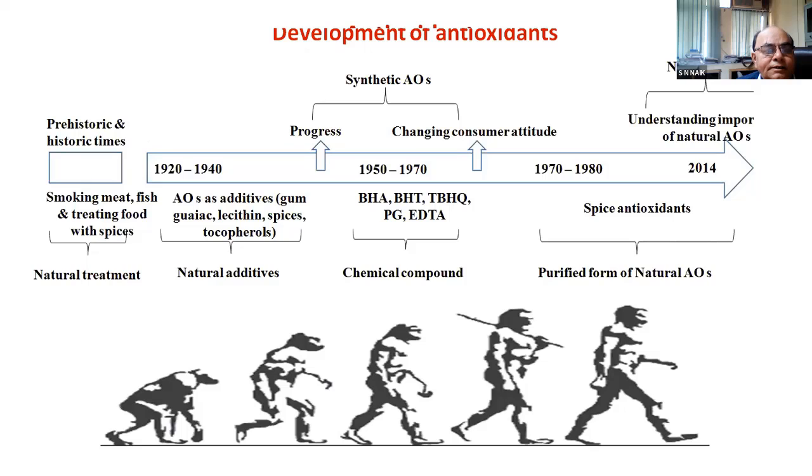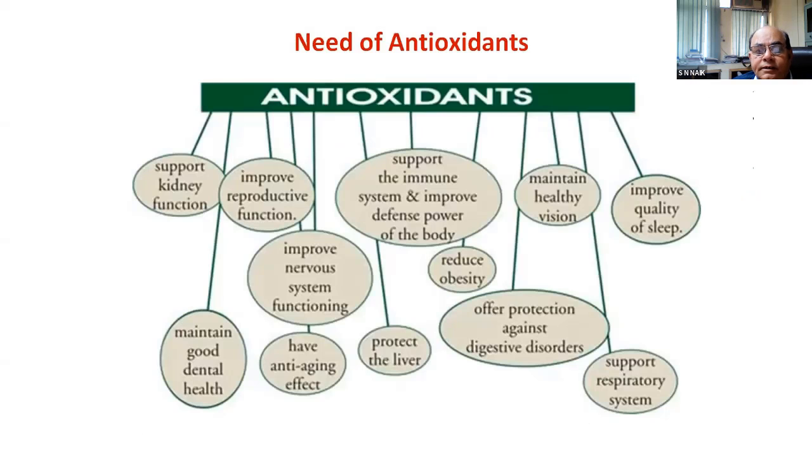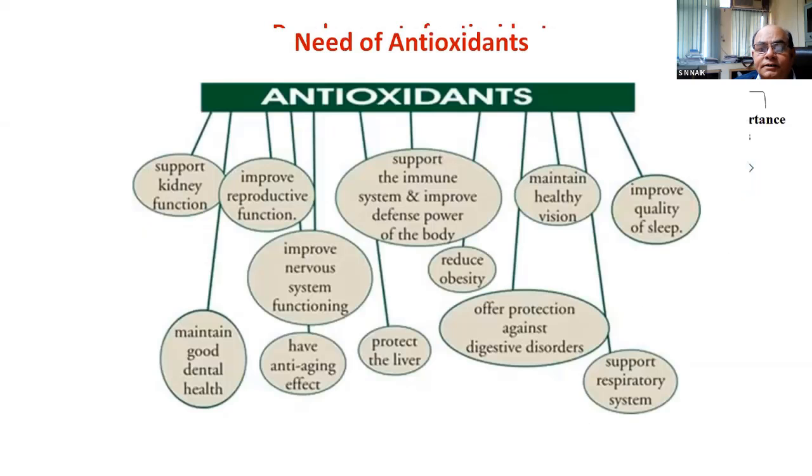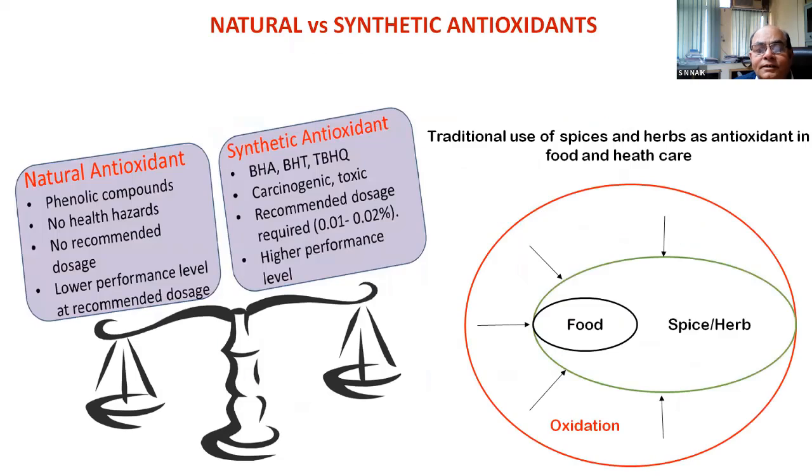So basically now, I think the antioxidants are used from extraction from spices. The synthetic antioxidants are BHA, BHT, TBHQ, propyl gallate, EDTA. So basically, there is a lot of scope in pharmaceutical, food, and other industries. And basically, you can see the natural antioxidant or phenolic compound has no health hazard.